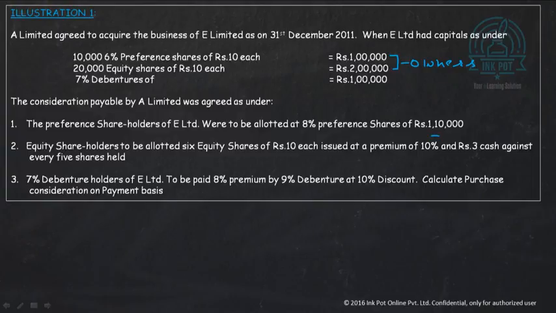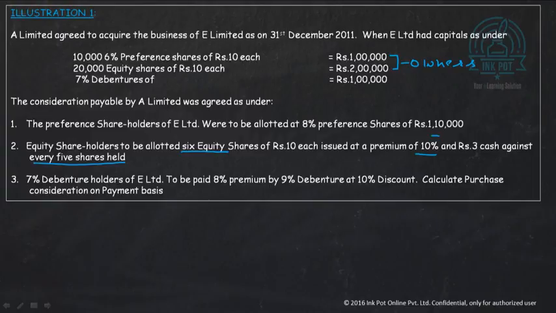Equity shares, 20,000 equity shares. Equity shareholders are to be allotted 6 equity shares of rupees 10 each, issued at a premium of 10%, and rupees 3 cash against every 5 shares. मतलब 5 के बदले में 6 शेयर दिए जाए, और इक्विटी शेयर होल्डर जितने भी हैं उनको 20,000 इक्विटी शेयर्स को 3 रुपए कैश भी दिया जा रहा है.